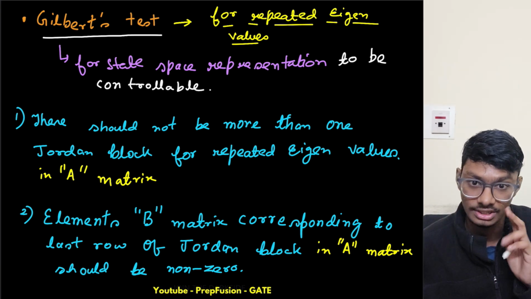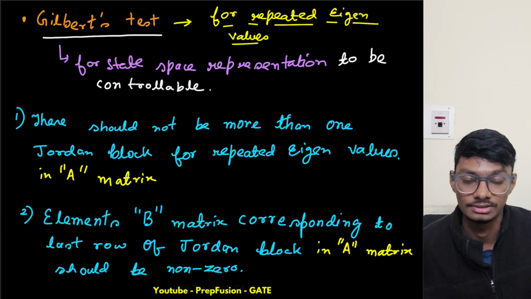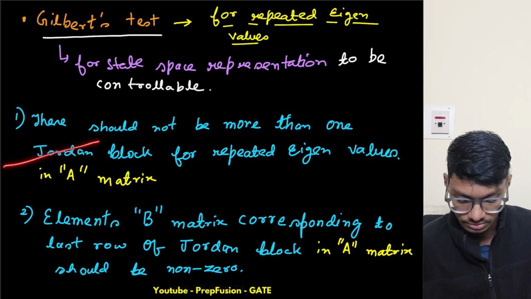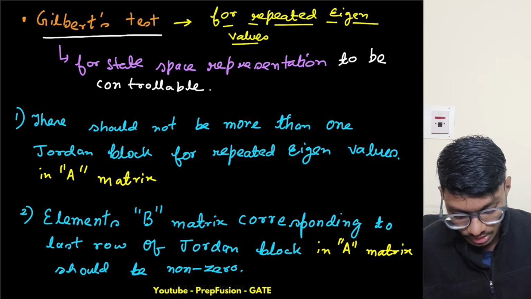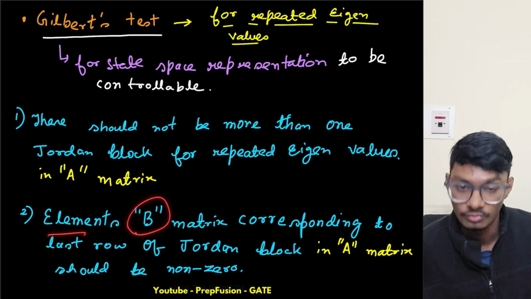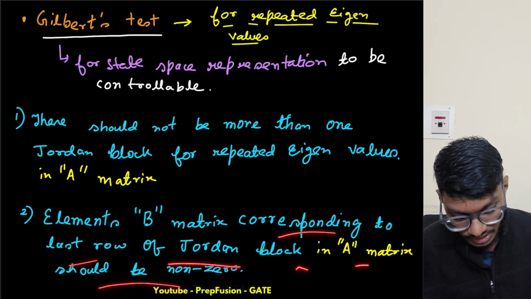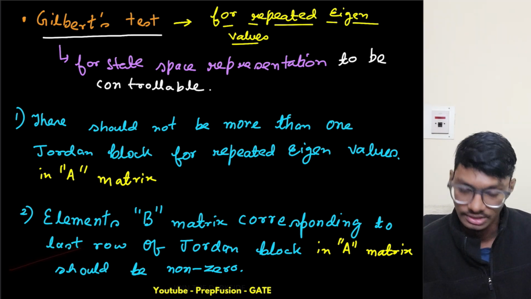And then what is the condition 2? Condition 2 is obviously it has to satisfy both of these conditions, right? Even if it doesn't satisfy one of the conditions, then we don't even have to check the second condition. We can just ignore it, because if the first condition isn't satisfied, then this is not controllable, that is for sure. Okay, then elements of B matrix. What is the B matrix? That's the input matrix, right? Corresponding to the last row of the Jordan block in the A matrix should be non-zero. Okay, we'll see if you don't understand.